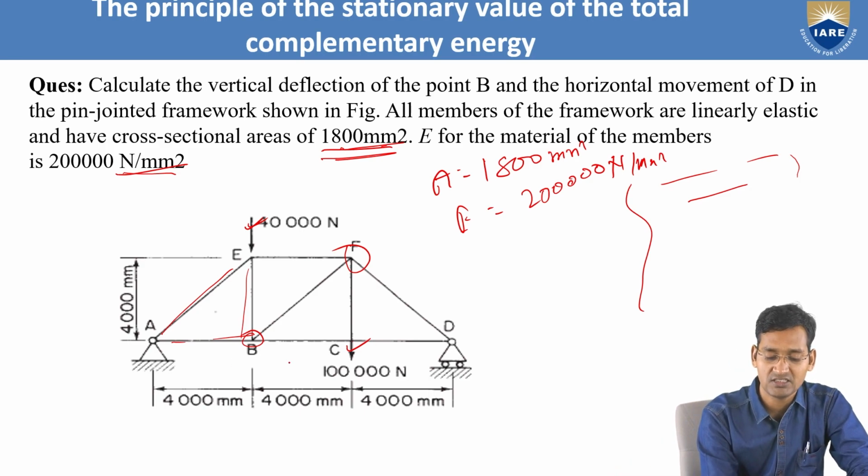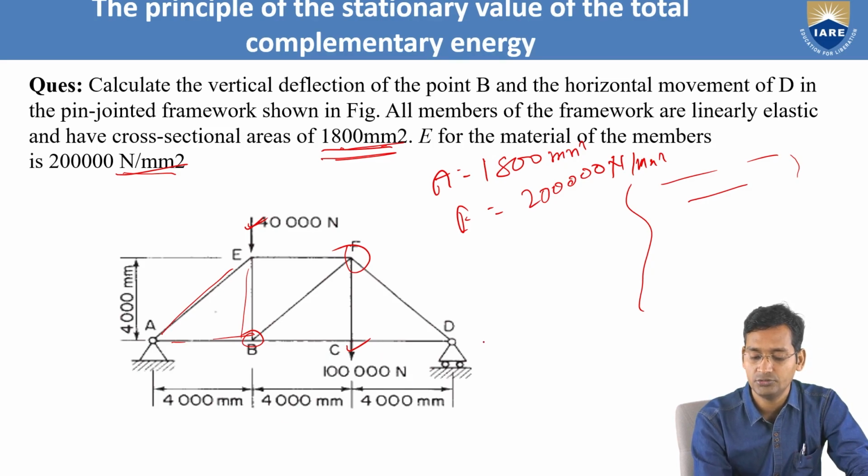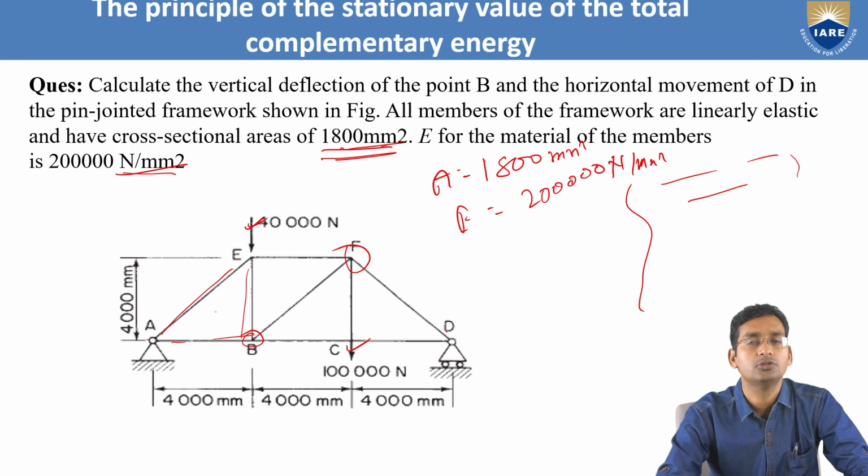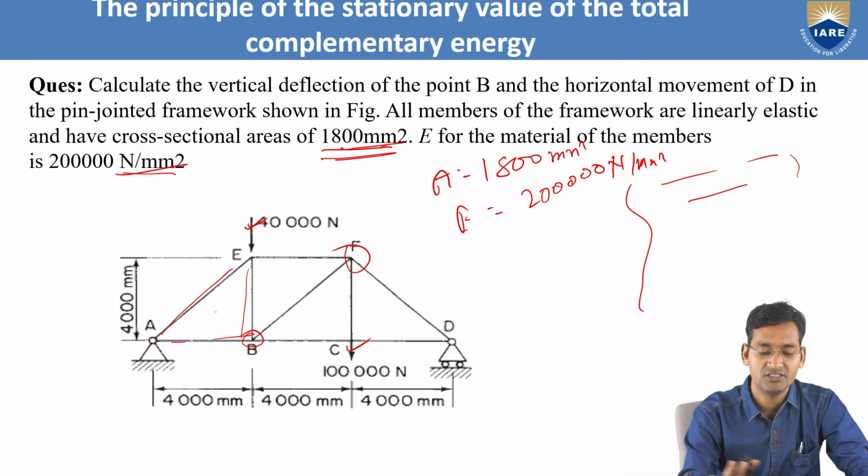The distances are given: A to B 4000, B to C 4000 mm, C to D 4000 mm. The total length from here to here is 1200 mm, right? So this is the question.